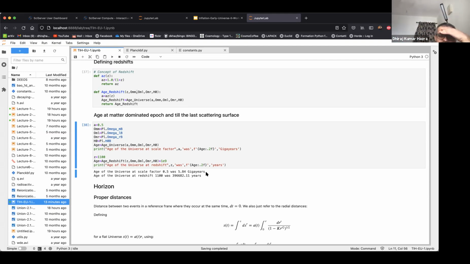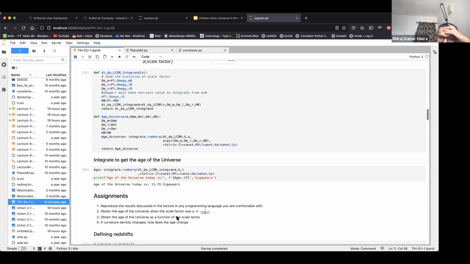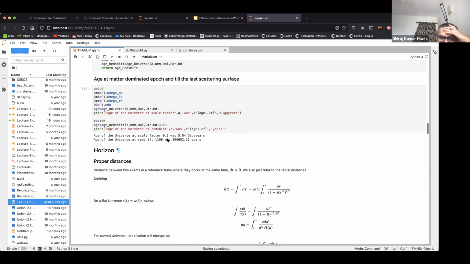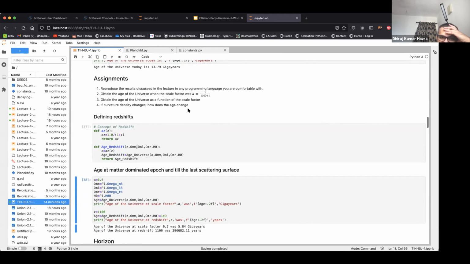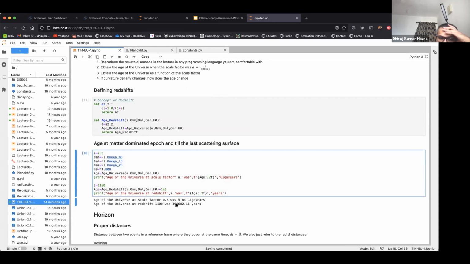Okay, so you can see that the scaling is completely different if you are talking about redshift or if you are talking about years. Okay, most of the years have been spent in the dark energy dominated epoch. And the age of the universe at redshift 1100, as you have seen, is calculated here. Just calculate it for a given a, not a problem. So you can see that I said it is 400,000 years, right? You can see it's here. The age of the universe at redshift 1100 was 396682.11.